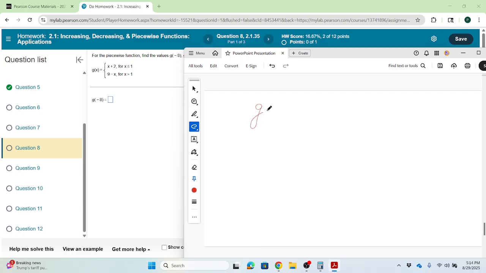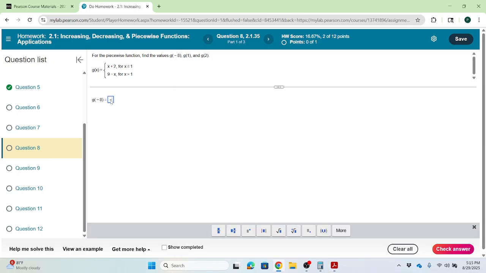We are asked to find the value of the function at -8. So you go here and check where that -8 fits. Anything x less than or equal to 1 can be calculated by using this formula. So we're going to use the first part, which is x plus 2, to calculate the value of the function at -8 because -8 is less than 1. So you just replace x by -8 and that will give you -6. So the value of the function at this point is -6.